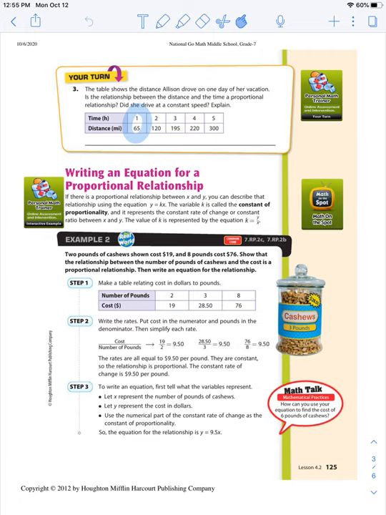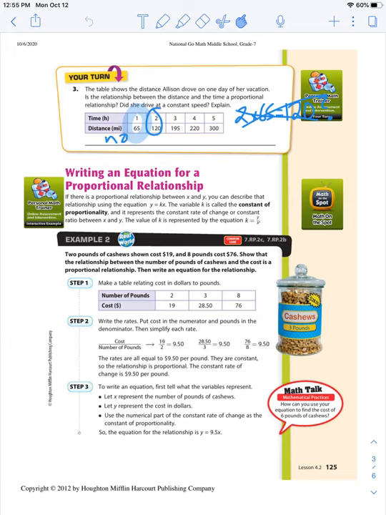So next one, let's check, is 2 times 65 120? And it is not. 2 times 65 is 130. So this second box does not fit the constant rate of change. So this is not a proportional relationship.